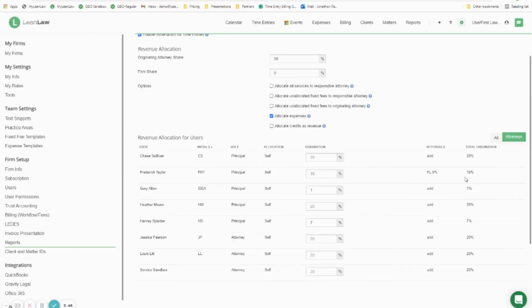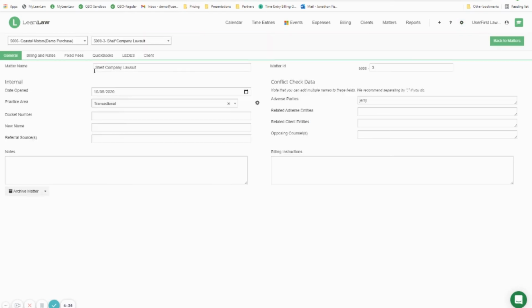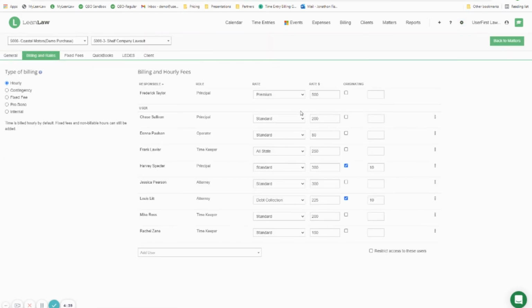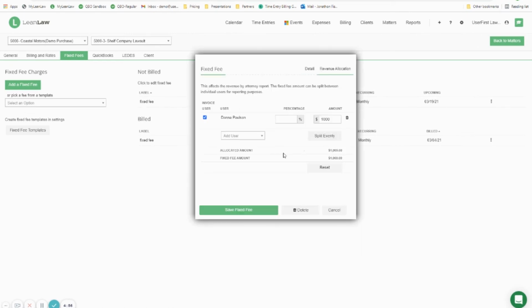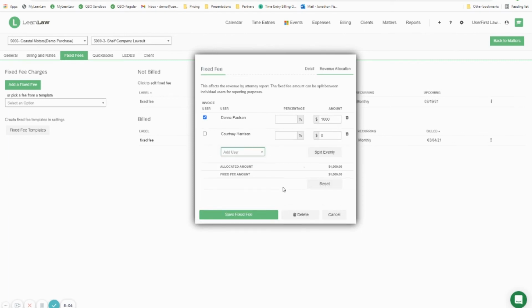So we've gone from the firm level to the user level, and next is the matter level origination tracking. Within a specific matter, I can go into the billing and rates section. This is where I can override settings at the matter level and change the origination amount. So Harvey and Lewis are splitting that origination. They each get 10%. If we have fixed fees, we can split revenue allocation on the fixed fee. Even though only one person is visible on the invoice, that's what that check means. Both Courtney and Donna would be splitting the allocation either by a percentage amount or a total amount based on whatever rules are applied to this particular matter.